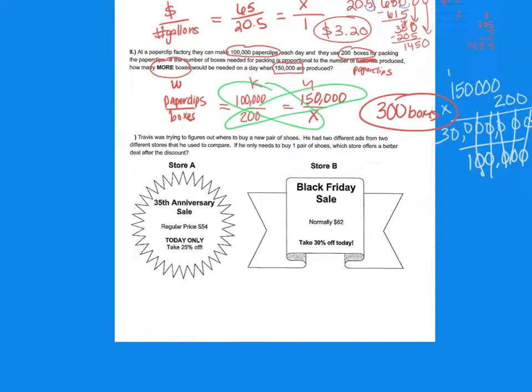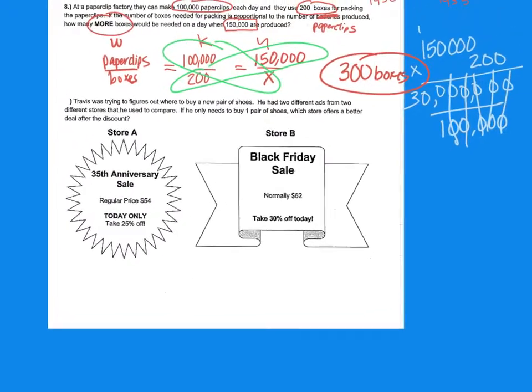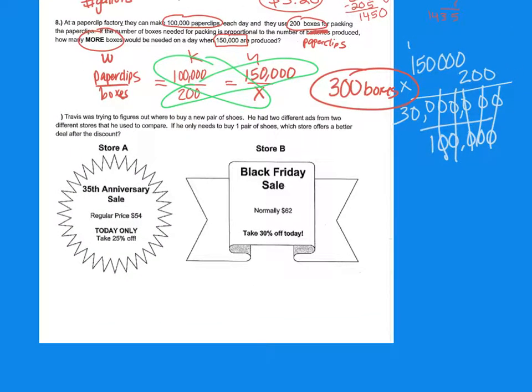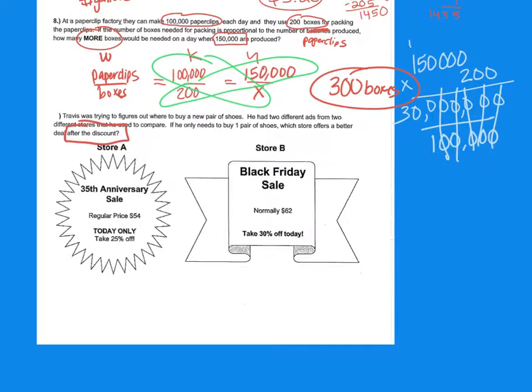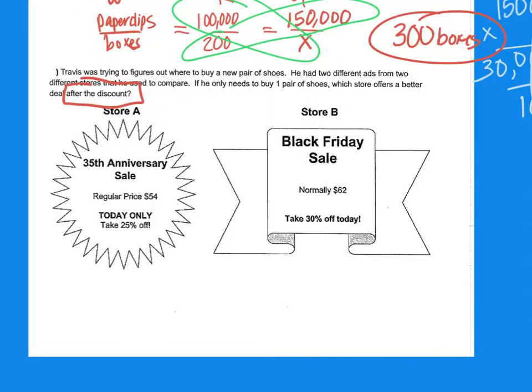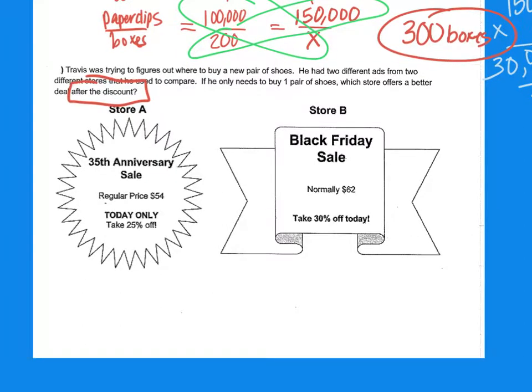Okay, on number 9, Travis was trying to figure out where to buy a new pair of shoes. He had 2 different ads from 2 different stores that he used to compare. If he only needs to buy 1 pair of shoes, which store offers a better deal after the discount? So I don't care which discount is more, I just care about what's the final cost. So look at store A. They've got a regular price shoe, $54. And today only take 25% off.